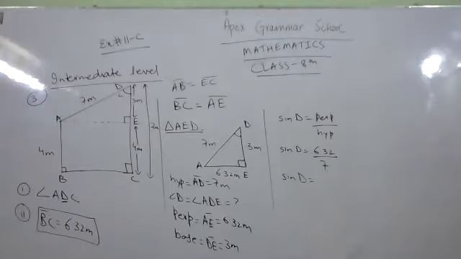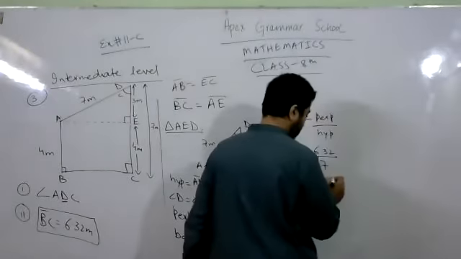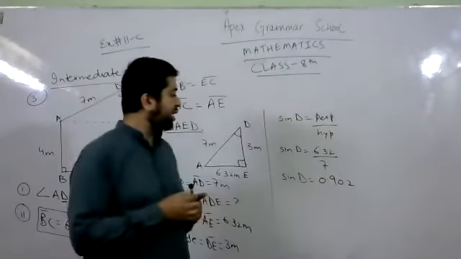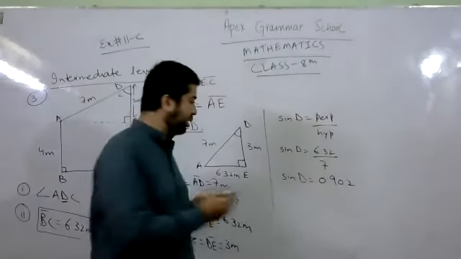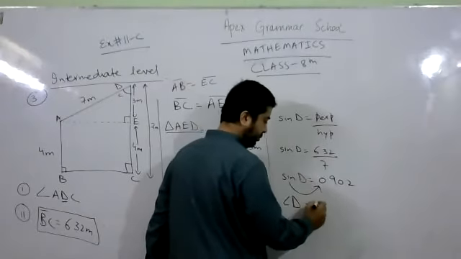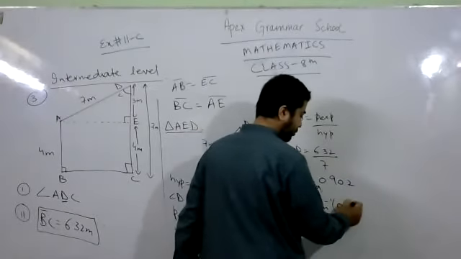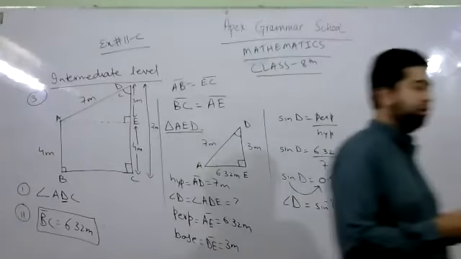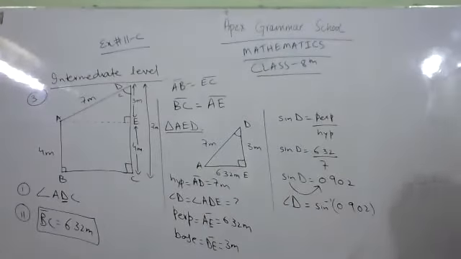Now the answer here is 0.90. That is the ratio 6.32 divided by 7, which is 0.902. How can we find this angle D? You need to apply sine inverse there. This sine will be inverse there. Angle D. Now open your scientific calculators and apply shift, then the sine button.